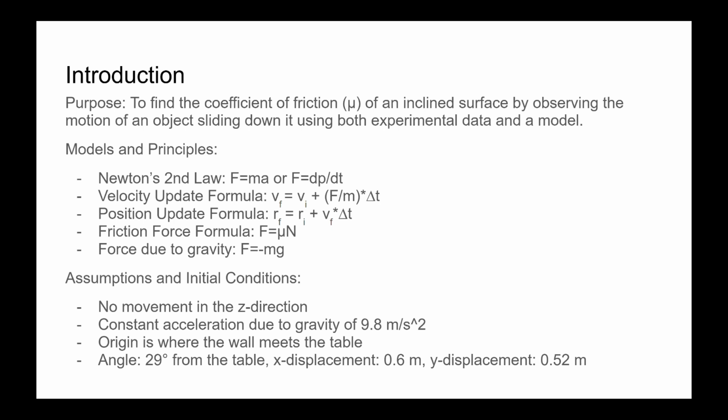So assumptions and initial conditions include no movement in the z direction. There's a constant acceleration due to gravity of 9.8 meters per second squared. The origin is where the wall meets the table. And for the surface, the angle of the surface to the table is 29 degrees. The x displacement of the object is 0.6 meters, and the y displacement of the object is 0.52 meters.